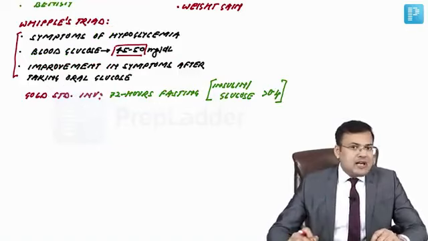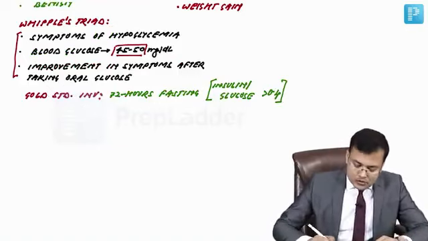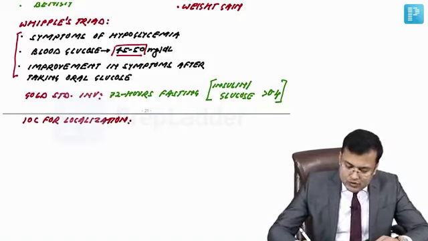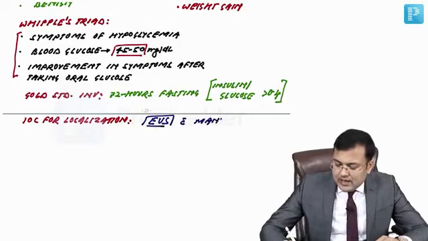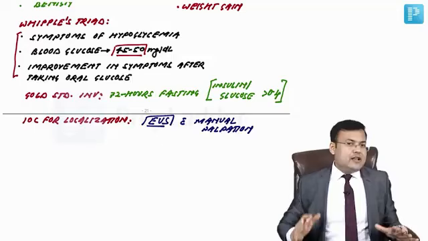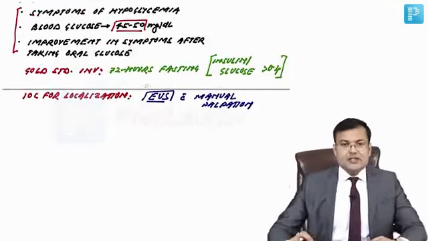How we are going to localize? Because insulinoma is not going to express somatostatin receptor. So, investigation of choice for localization is intraoperative endoscopic ultrasound with manual palpation. This is the investigation of choice or best investigation for localization.